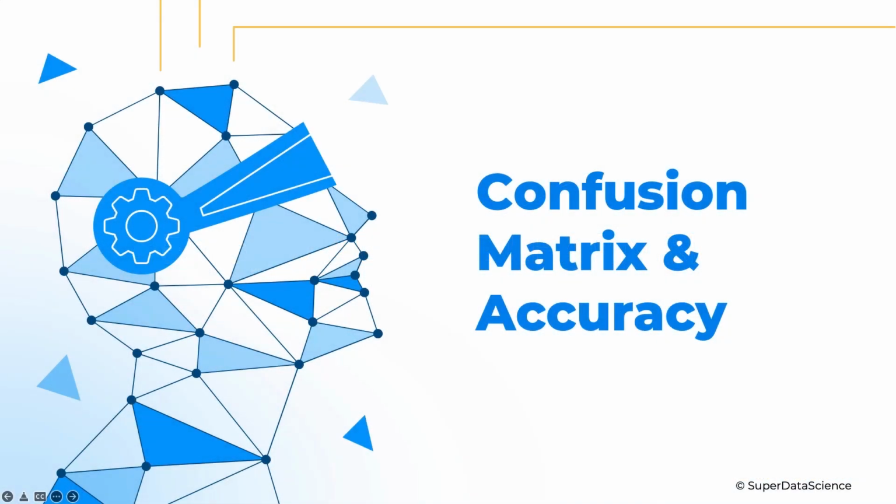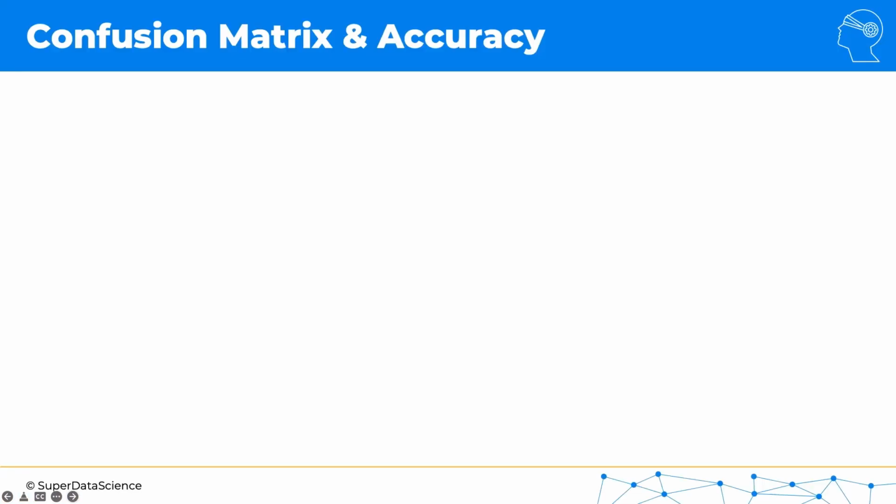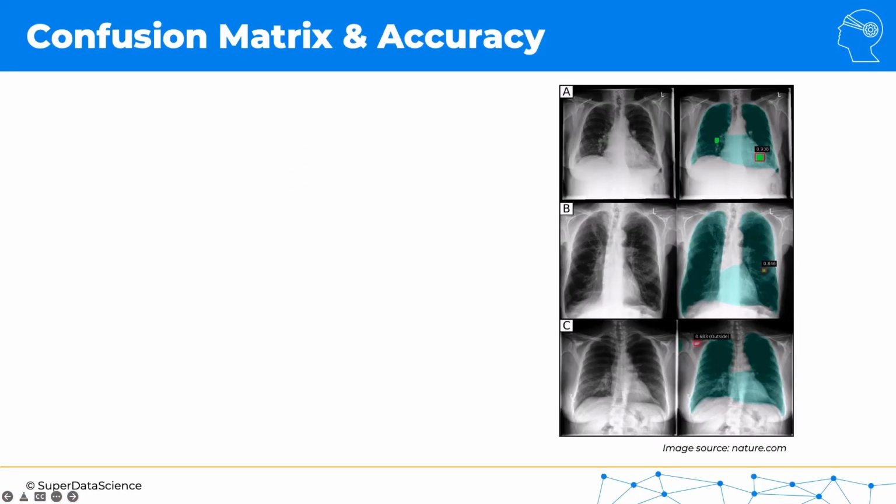Hello and welcome back. Today we're talking about the confusion matrix and different accuracy ratios. So let's imagine that we are building a model that will predict, based on X-ray images of lungs, whether there is cancer or not in the lungs.